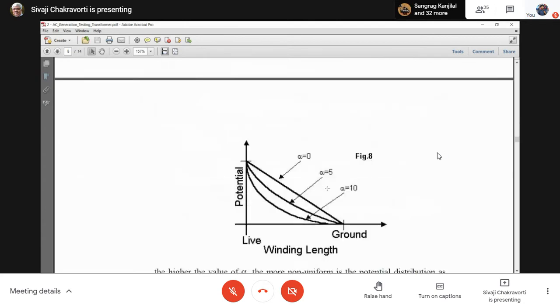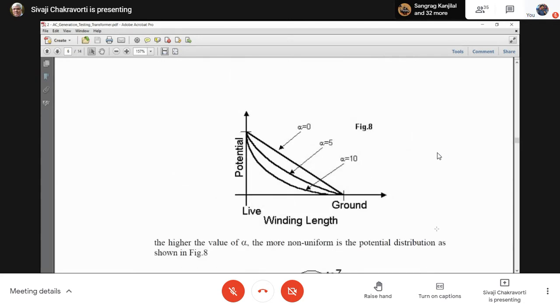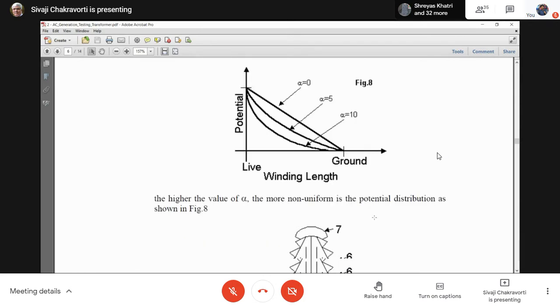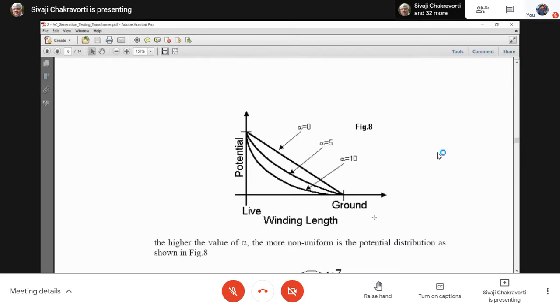So the potential distribution, if I plot that, if alpha is equal to 0, where alpha is CG by CS, it is linear. Then as alpha goes on increasing, that means CG by CS, we continuously get this nonlinear distribution. And conversely, if somebody asks me how I can improve this nonlinear distribution, you can straight away say that I have to control alpha.